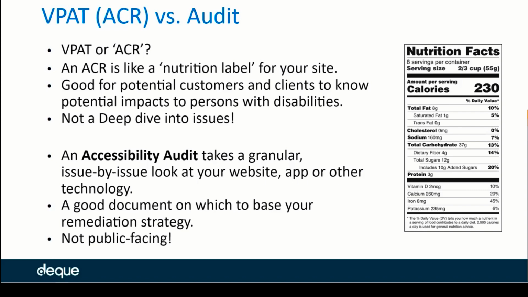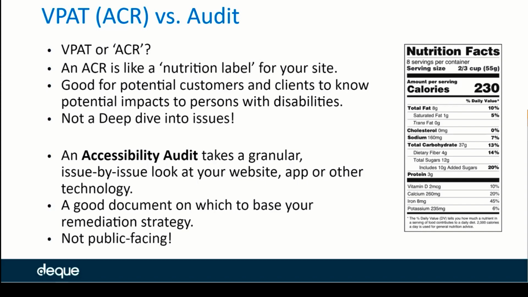So an ACR is like a nutrition label for your site. And on the right here, I have an image of a standard nutrition label for something like Triscuits. I can't remember exactly which one I pulled, but it tells you your average size of servings, how many servings there are, the calories, the total fat, etc. We've all seen these. An ACR is like a nutrition label for your site. It does the same kind of things at the same high level.